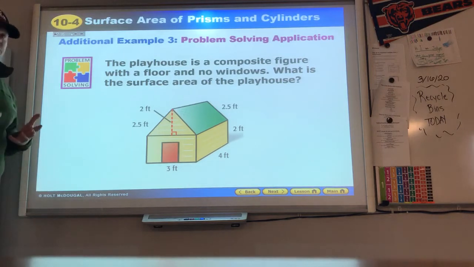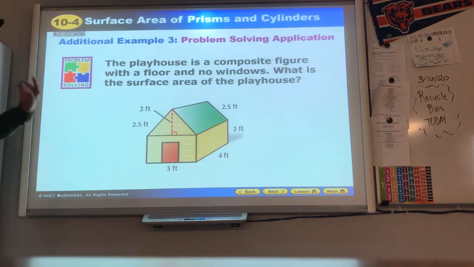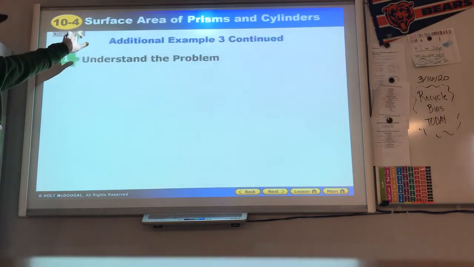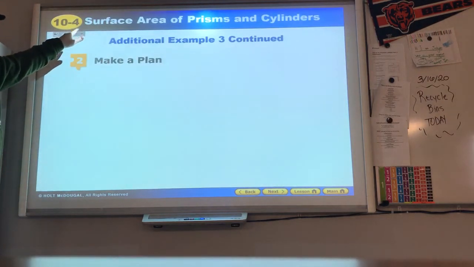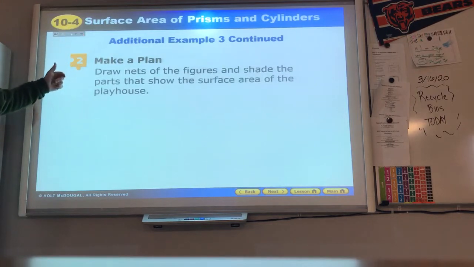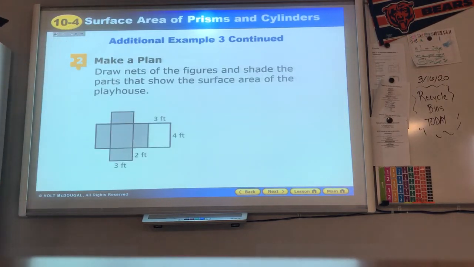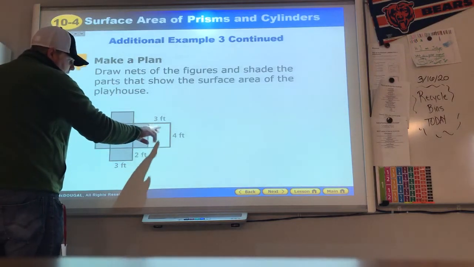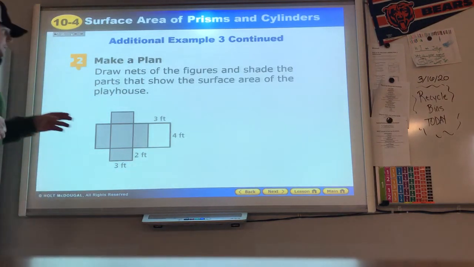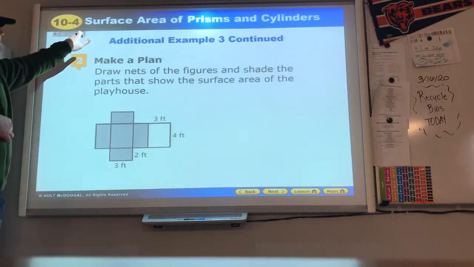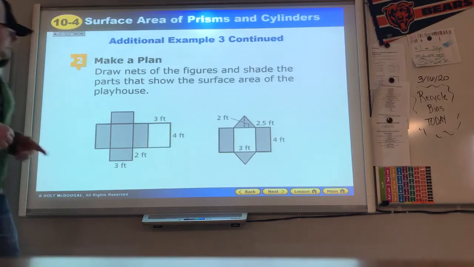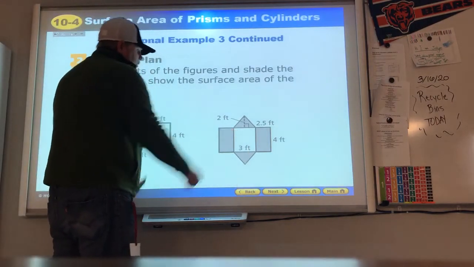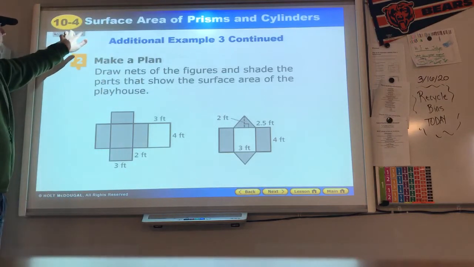So let's see what they walk through, and I want you to do your best. If you complete it, and I can see effort, you are going to get credit, and if we come back, we will talk about this, okay? So they're going to make a plan. Draw nets of the figures. So this is like where we cut it apart. Oh, this is if we cut it apart. We don't need that top or that roof. That's why that one spot is blanked out there. And again, we have a white spot. That's a blanked out spot because that's where the rectangular and triangular prism meet.